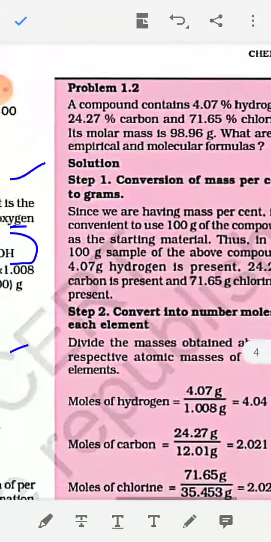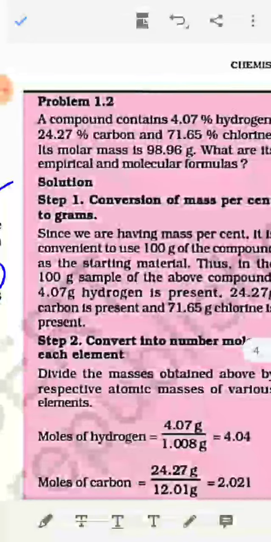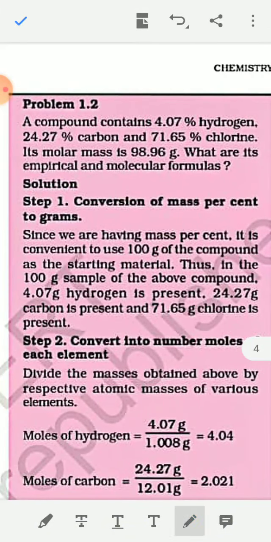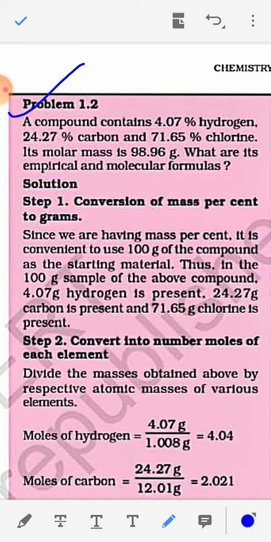So how to calculate empirical formula and molecular formula? Here I have taken an example, problem 1.2. One question is given: a compound contains 4.07% hydrogen and 24.27% carbon and 71.65% chlorine, and its molar mass is also given, that is, molar mass of the compound is 98.96 gram. What are its empirical and molecular formula?